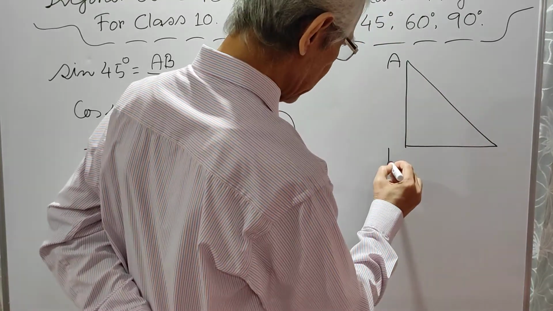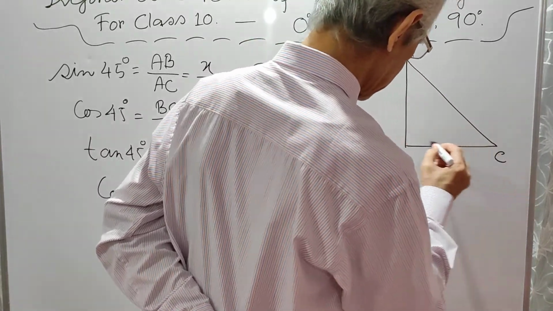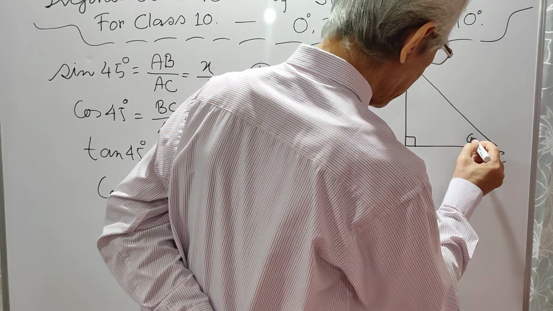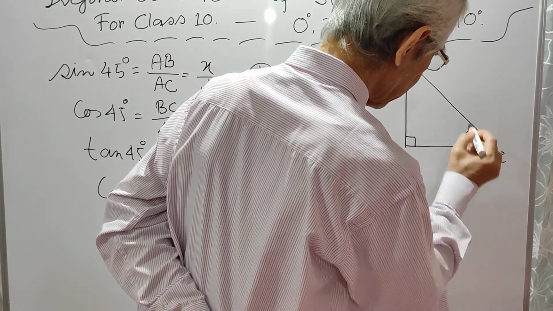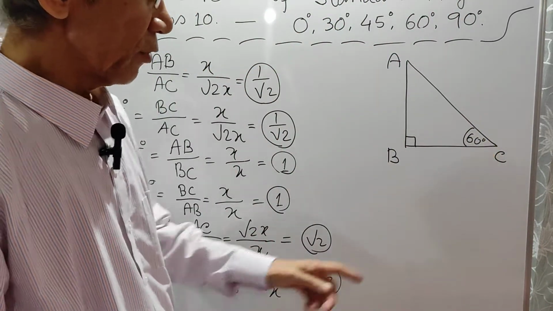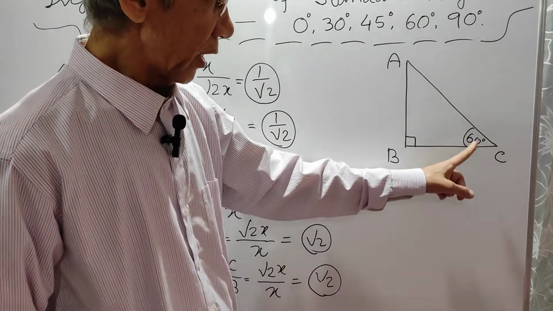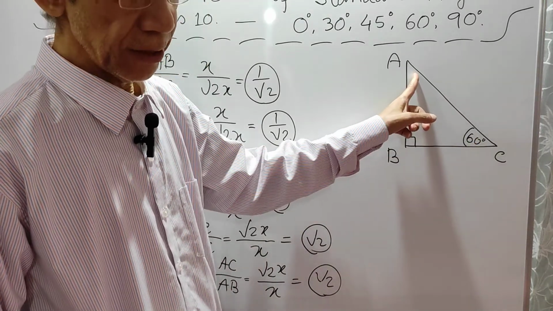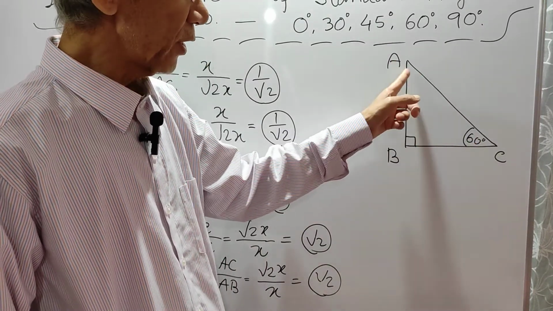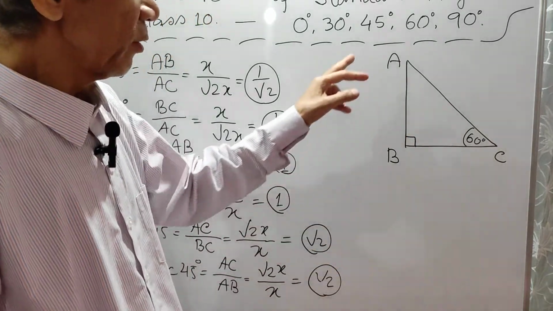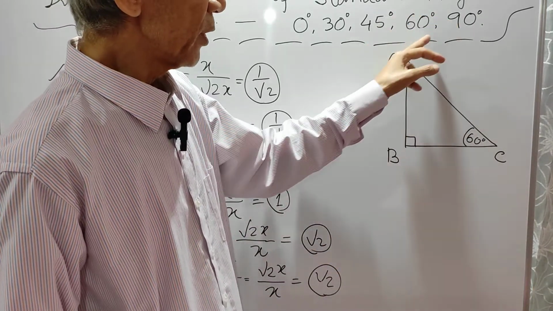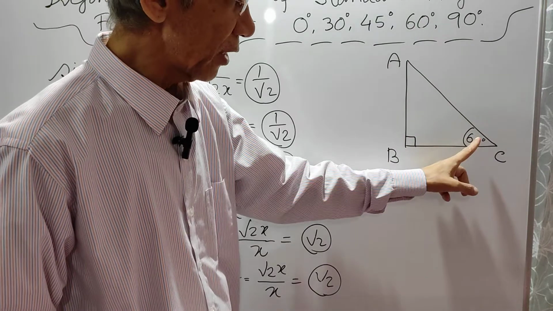So, this is ABC, this is a right angle. Now, this one we take as 60 degree. So, we are going to find this one, 60 degree. Now, if this is 60 degree, this will be 30 degree. Okay. So, next we will see this one, 30 degree. So, first of all, we are going to do the trigonometric ratio of 60 degree considering this angle.